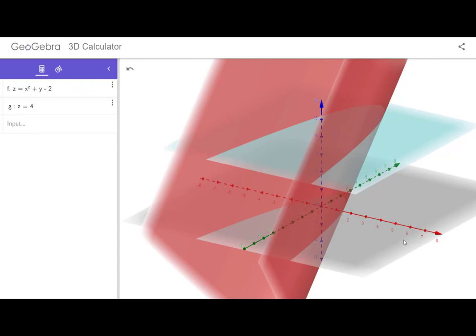Now, I may not be asking my students to graph this particular shape, but I hope you can see how the level curves allow us to start to imagine the third dimension without having to draw the third dimension.